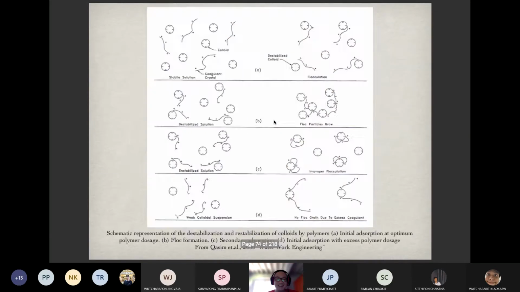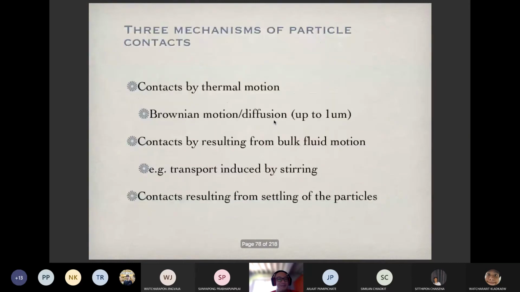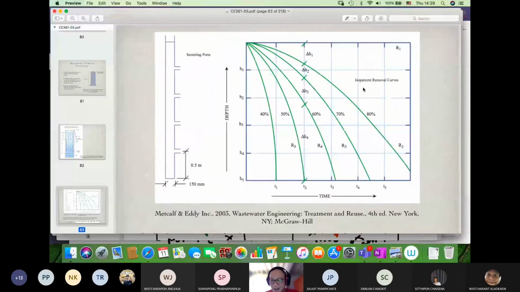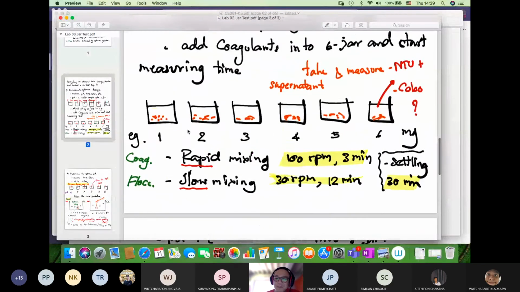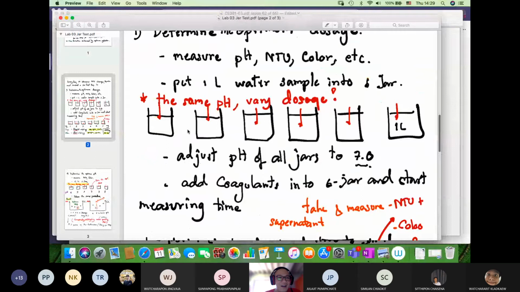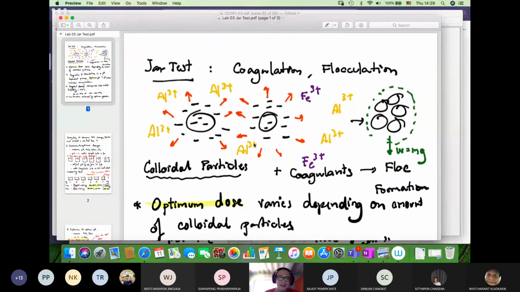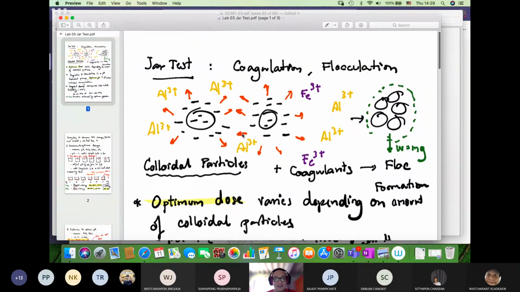Okay, so this is the theory behind coagulation and flocculation. Then I will talk more on the jar test experiment. For the jar test experiment, you can download the class materials from files. I think it's in the background.